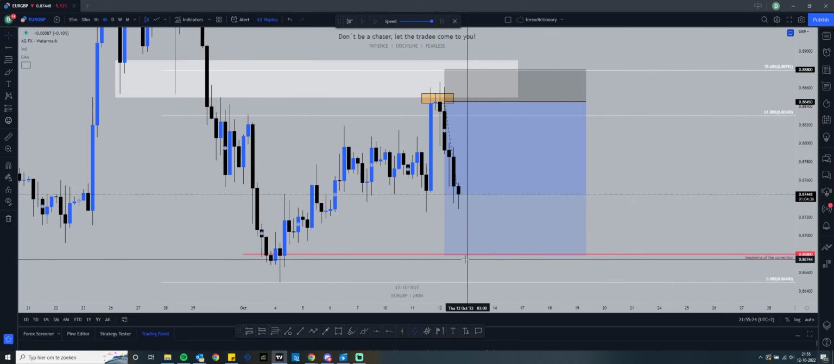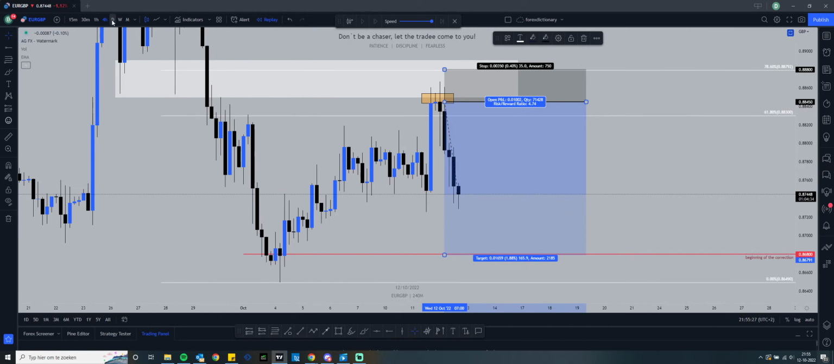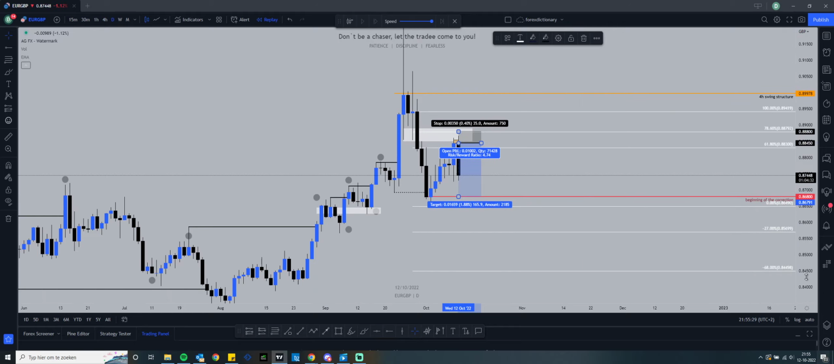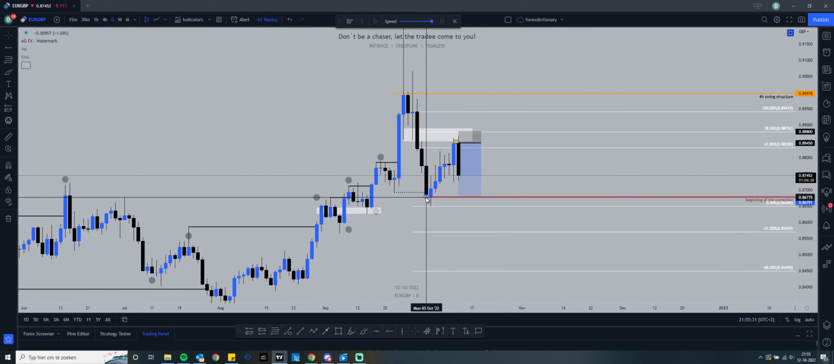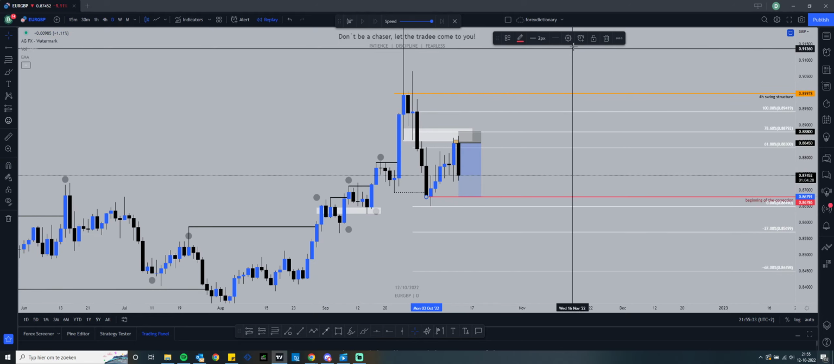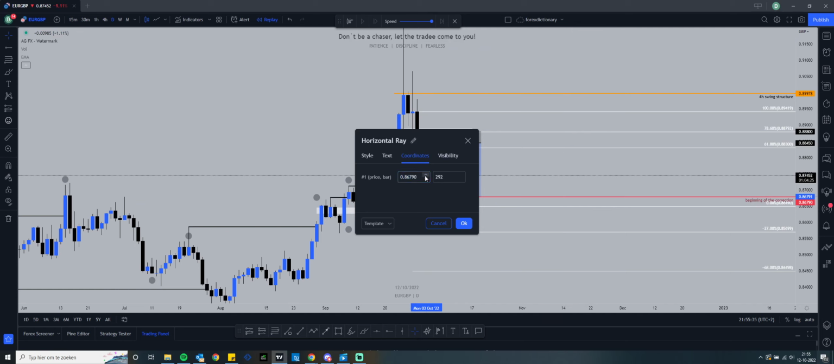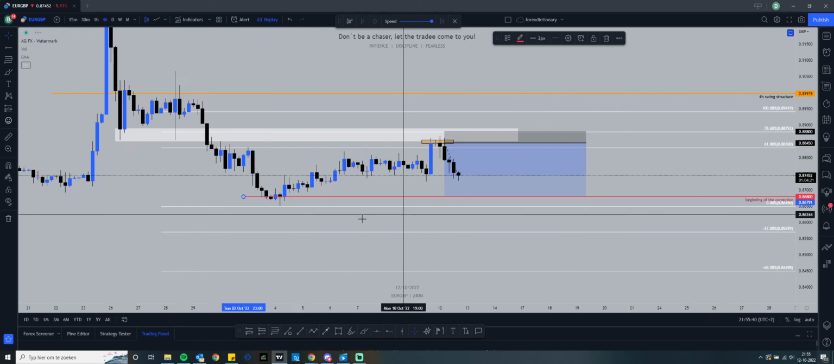Yeah. And this is my first target, the beginning of the correction. How did I do the beginning of the correction? As I just showed you before, put a ray on the daily candle close and round it up. So it would be the 800, or you can do it on the 4 hour.